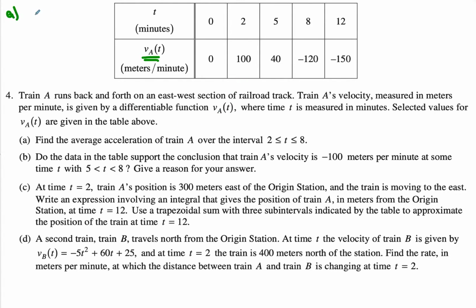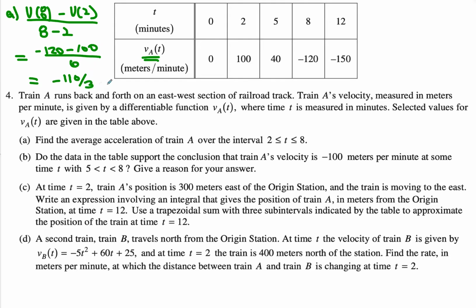Average acceleration from the velocity is the same thing as the average rate of change. So for A, average acceleration is simply found by v of 8 minus v of 2, over 8 minus 2. Now v of 8 is negative 120, minus 100, over 6. So we get negative 220 over 6, which is negative 110 over 3, in meters per minute squared. So that becomes our average acceleration.